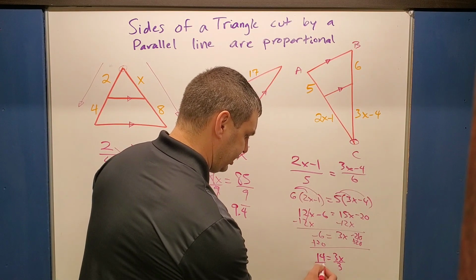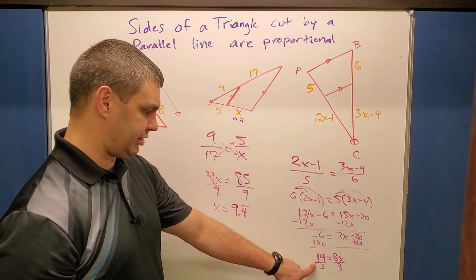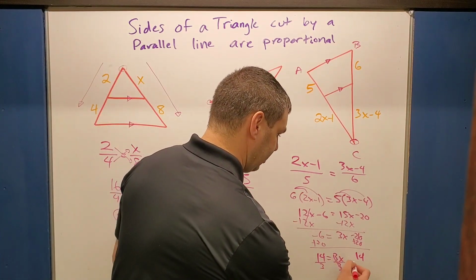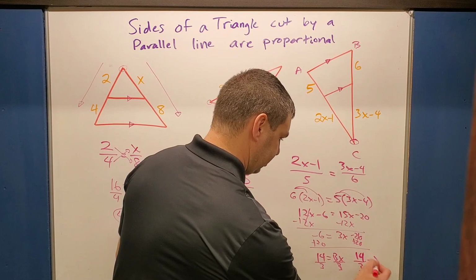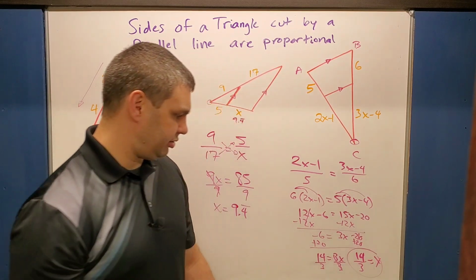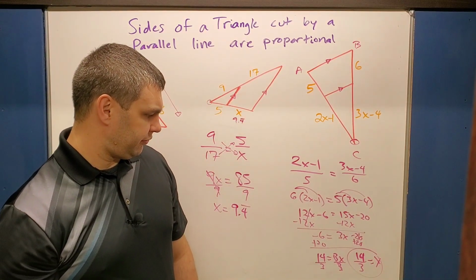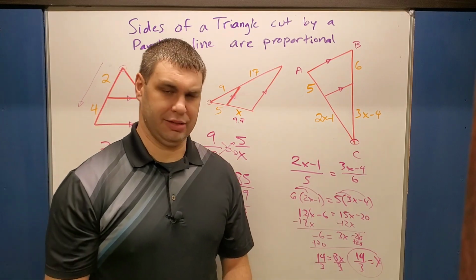And then I don't know if your teacher lets you, but I let my students leave this as just 14 thirds. 14 over 3 equals my x. If your teacher doesn't let you do that, that would be 4.6 repeating, or 4.67.